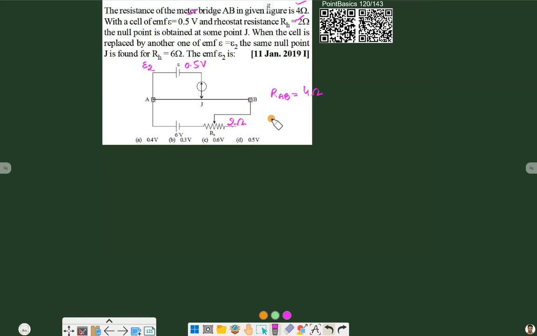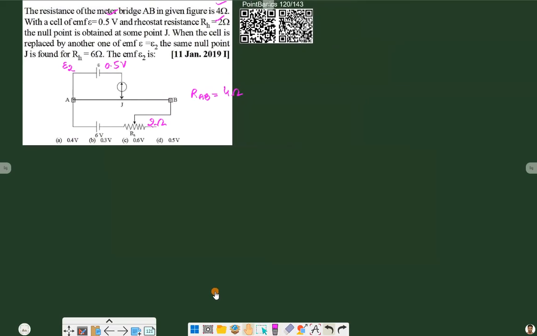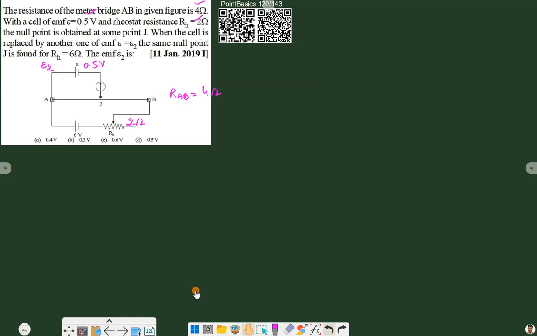Now we know that when the system is at the null point, there is no current flowing through the measuring cell. As we are measuring using this cell, this lower part of the circuit is our actual Wheatstone bridge, and the upper part is the measuring cell using which we are finding the value of E or E2. So in the upper part, when the system is at null point, there will be no flow of current, and in the lower part there will be a flow of current.